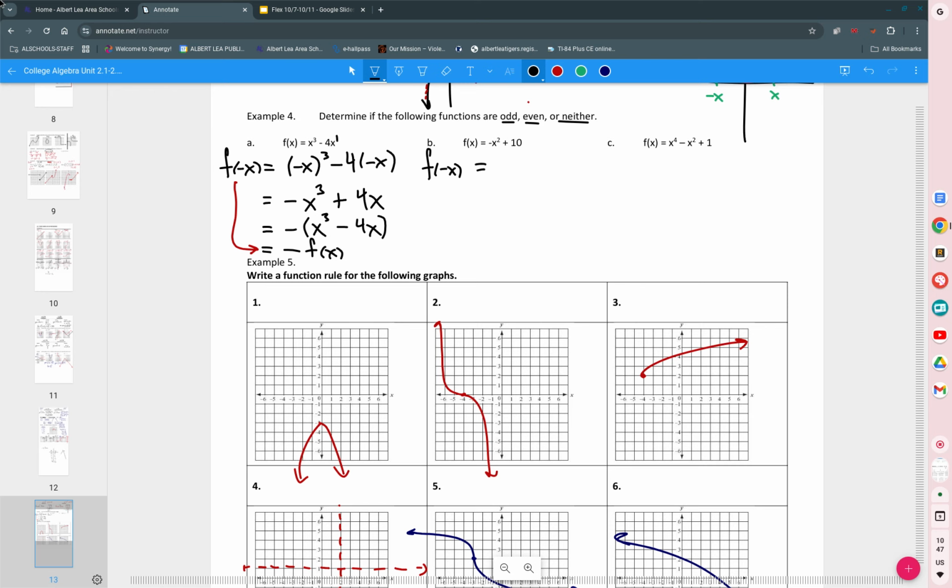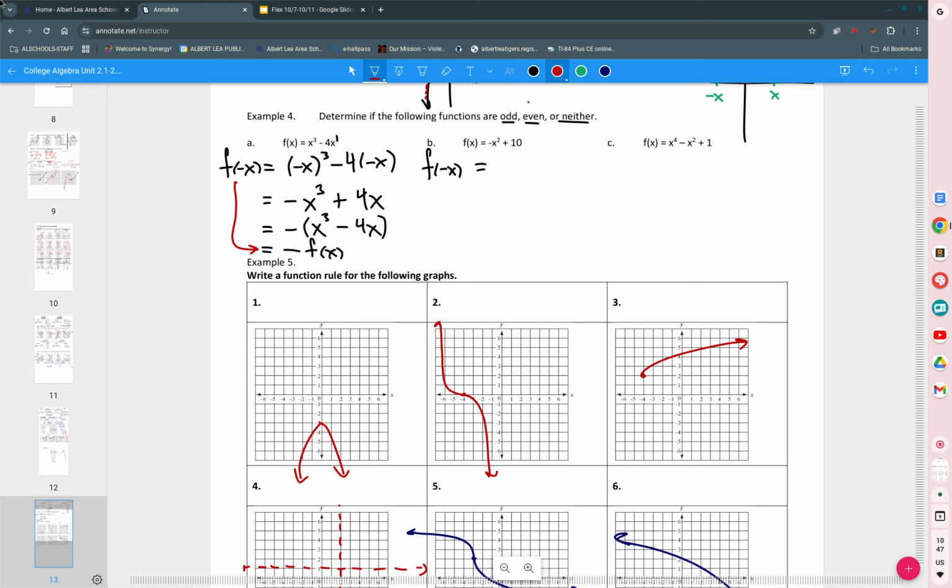It is not 1. It's the exponent of the variable. This is 10x to the 0 power. All of you know that anything to the 0 power is 1. Therefore, 10 times 1 is just 10. 2 is even, and 0 is even. So both of them are, in fact, even. So we should see that this is even.